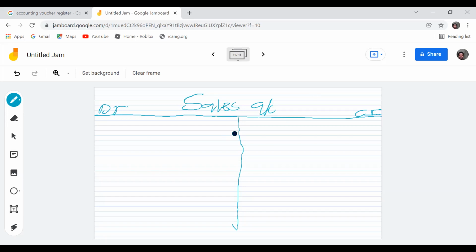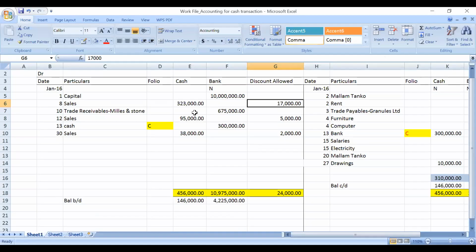So I think this one is on the 6th, right? 6/1/16. The word is cash sales, and the amount is 323,000. Because you can see it here, we have removed the discount. What we are going to record in our sales account will be the net, which is this one. This is what we are going to record in our sales account.